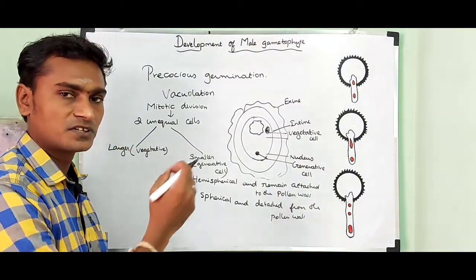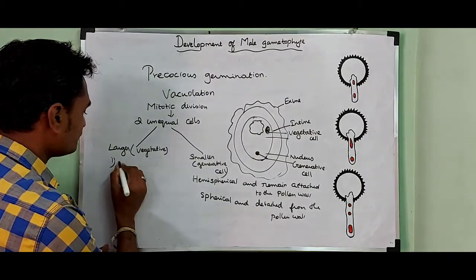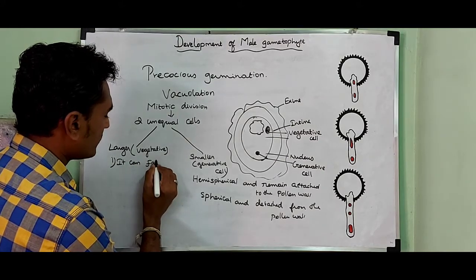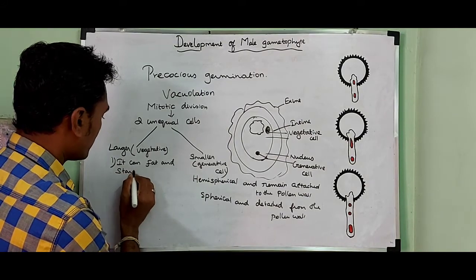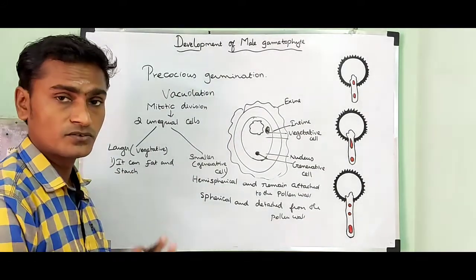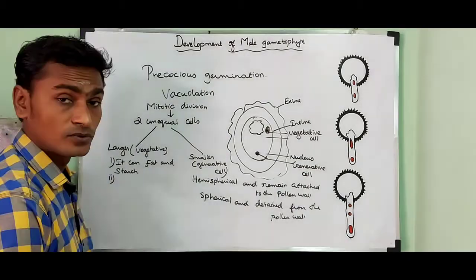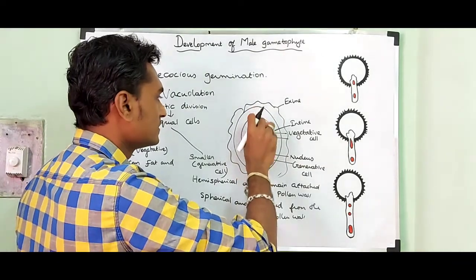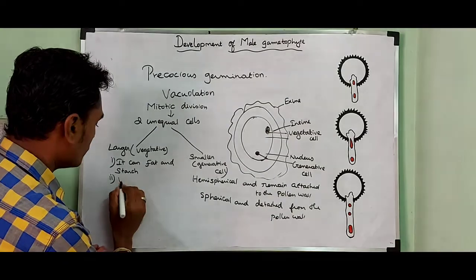Then I am going to tell about the vegetative cell. So the larger cell, what do we call it? Vegetative cell. It can store fat and starch as reserve food material. Then the vacuoles disappear from the vegetative cell. So what happens to the vacuole? It disappears, from where? From the vegetative cell.